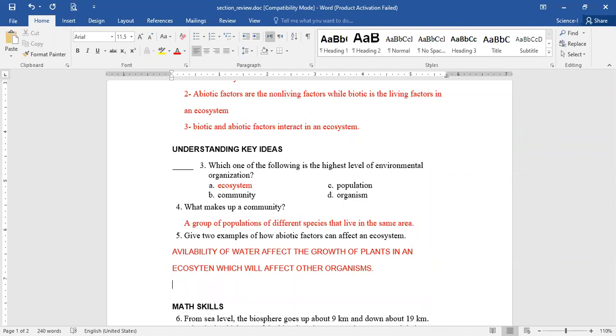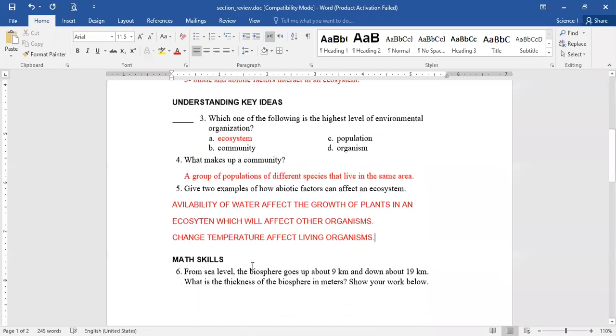Second, as you said, temperature. Temperature affects living organisms, or we can say change in temperature. That's better. Okay. So here that represents the two examples. Also the availability of sunlight. We can say nutrients or food. All these are considered biotic factors that could affect living organisms in an ecosystem. So here that's example number one. Then number two.